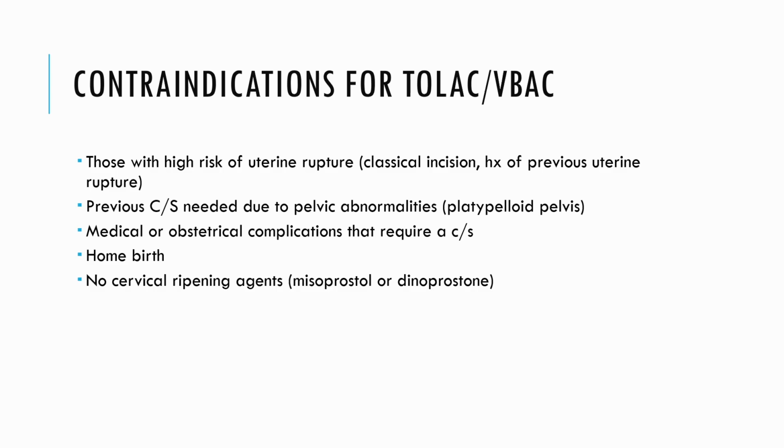home births are not good candidates for a TOLAC or VBAC because they don't have the staff readily available to be able to perform a C-section if needed. And then also with these patients, we're going to use no cervical ripening agents. So no misoprostol or dinoprostone. Even if we need to induce them, if their Bishop score is less than that 6 where we normally would use the cervical ripening, for patients with a history of a uterine scar, we do not use those just because of that risk of tachysystole and uterine rupture.